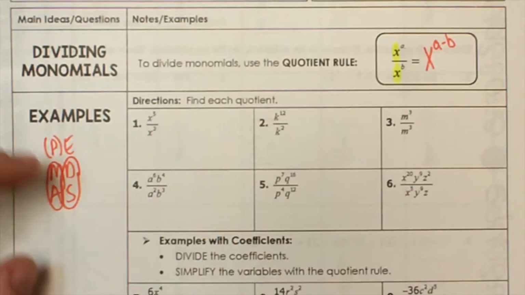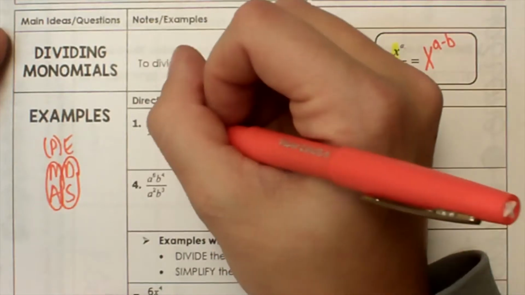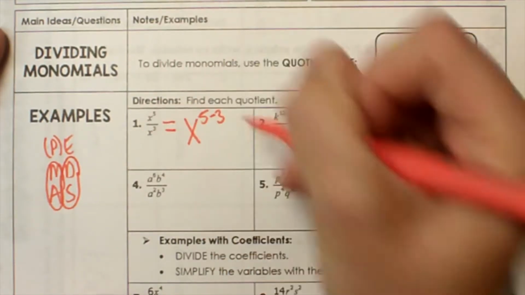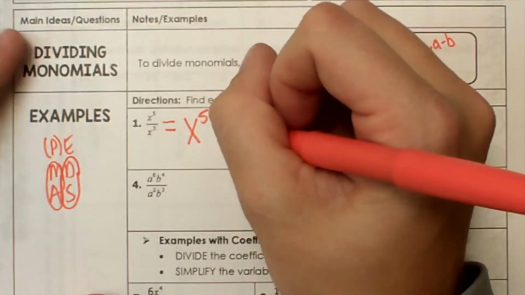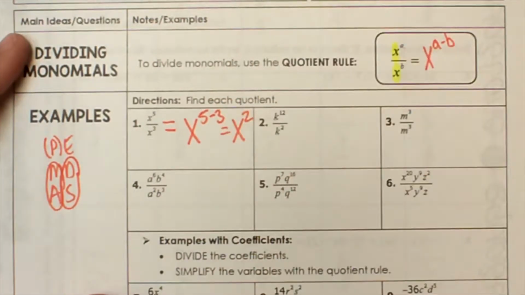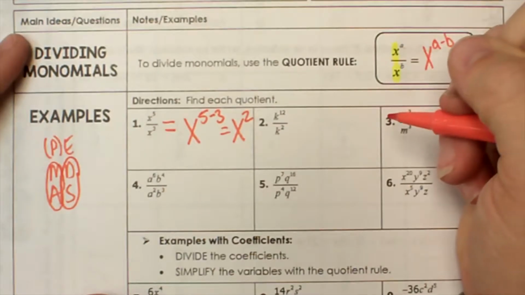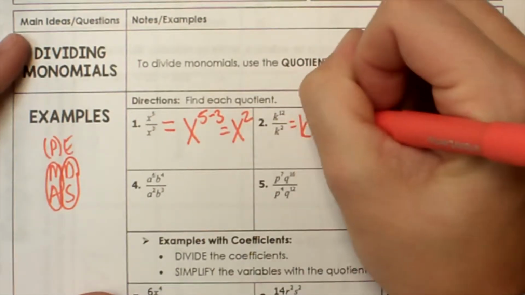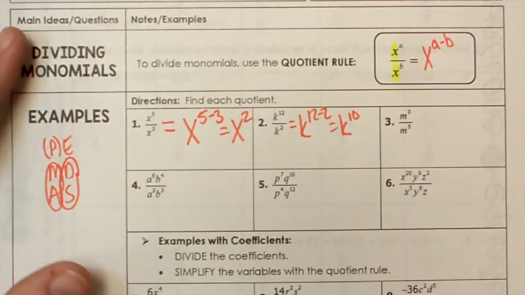So looking at number 1, we have x to the 5th over x to the 3rd. So what we're going to do is x to the 5 minus 3. When you subtract 5 minus 3, you get that the answer is x squared. We'll look at this second one. You have k to the 12 over k to the 2. When you subtract, you get 12 minus 2. So that means you have k to the 10.